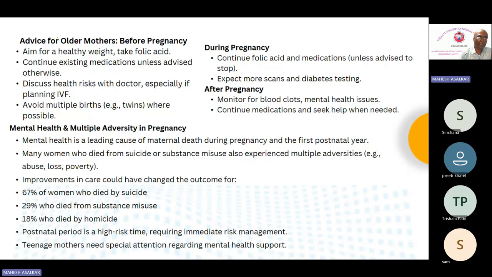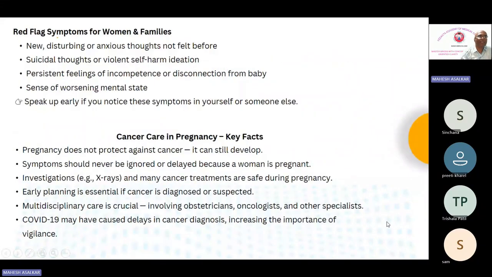So if the care given to the patient is improved, 67% of the women who died because of suicide could have been prevented. Okay, substance misuse, 29% would have been prevented. So these were the important things. And the postnatal period is a high-risk time requiring immediate risk management, and teenage mothers need special attention regarding mental health support.